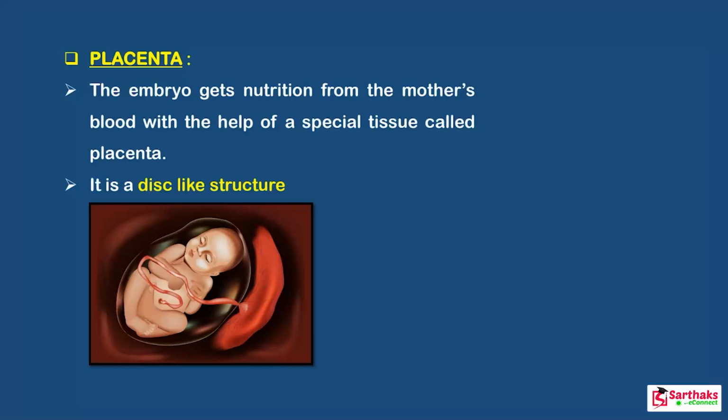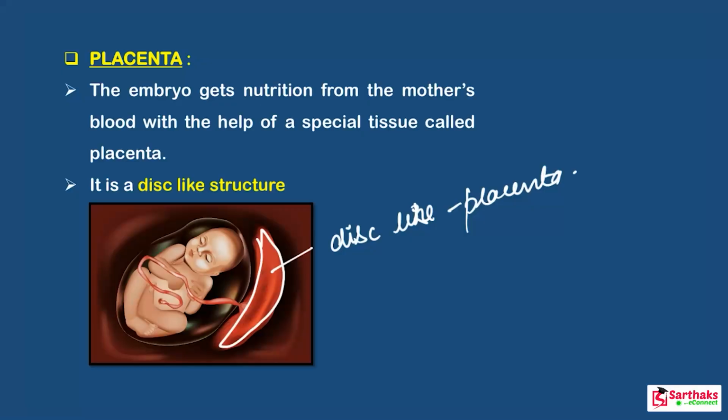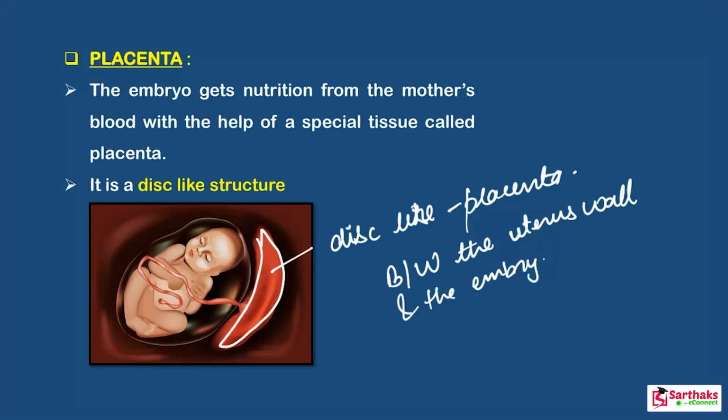Now after implantation, look at this structure, a disc-like structure, a special tissue structure, is developed between the uterus wall and the embryo, and this is known as the placenta. Where is it developed? It is developed between the uterus wall, called the uterine wall, and the embryo. This part that develops is known as the placenta.